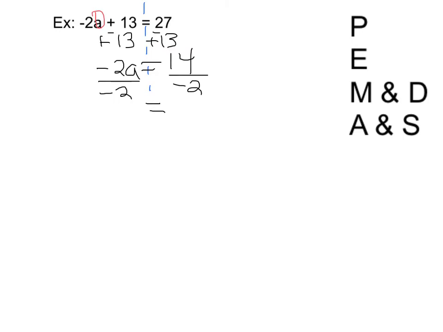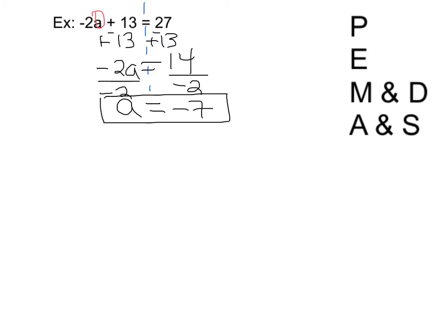On the left side of the equation, the negative 2 divided by negative 2 is positive 1. So I'm left with just 1a, or you can just write a. On the right side of the equation, positive 14 divided by negative 2 gets me negative 7. So my answer is a equals negative 7.